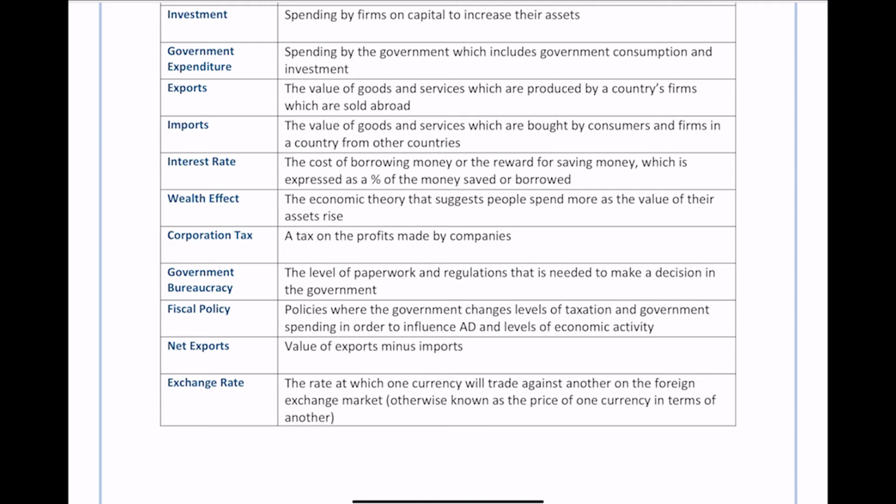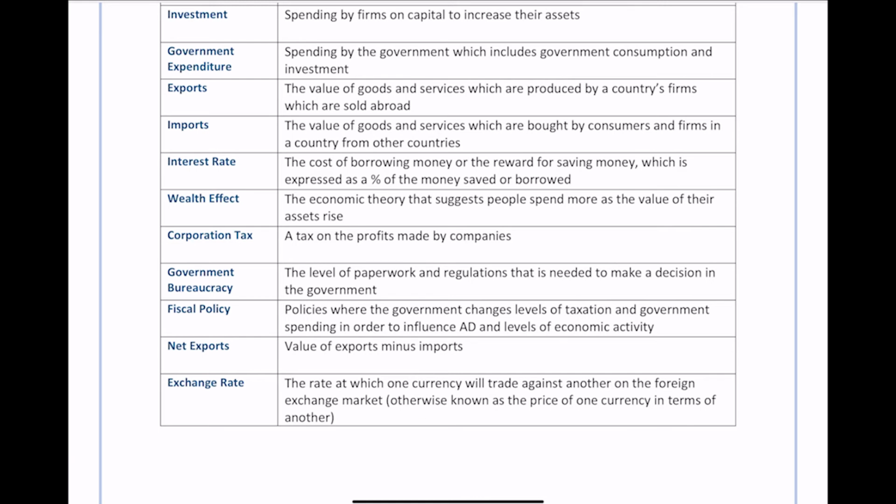Then we've got government bureaucracy, which is the level of paperwork and regulations that is needed to make a decision in the government. It's kind of like what you might know as red tape in the government, or you might notice this in your school or place that you worked at. Sometimes you want to do something which is really simple, but there is a lot of paperwork and regulation involved around that, which makes it a much more difficult task than it needs to be. So basically, the amount of paperwork and regulation that you have to go through just to make a decision is known as government bureaucracy.